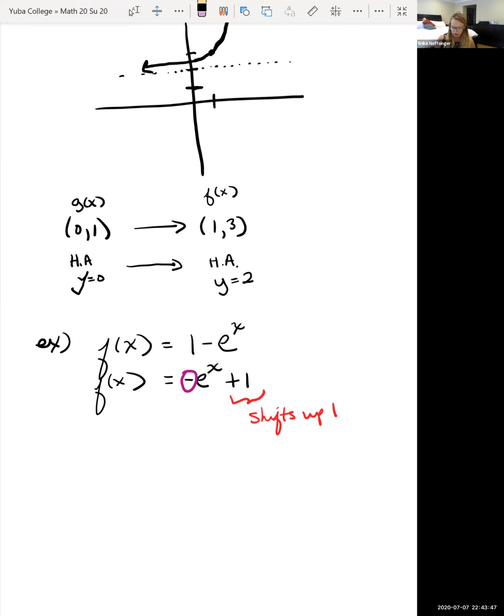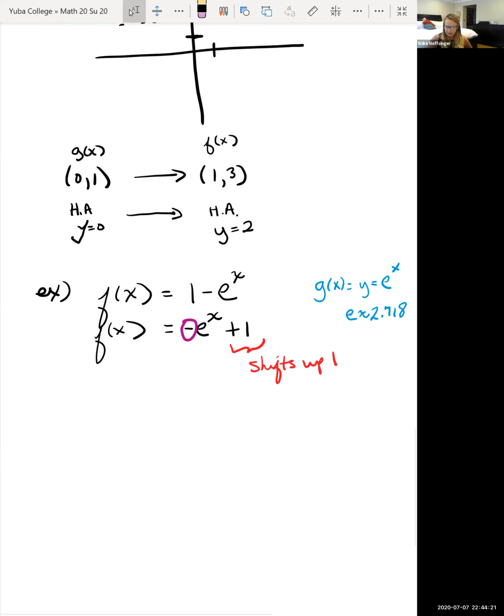So really our parent function that we would be graphing, that g of x function, is just e to the x. Just recall e is just a number, just like pi is a number. It goes on infinitely. It's irrational, but it's approximately 2.718, I believe. I might be off a little. That's not going to affect anything.